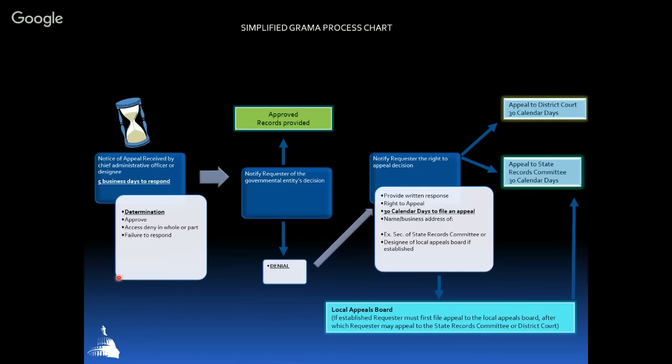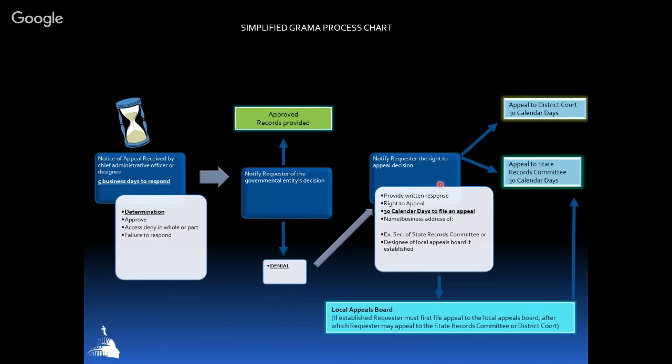So here's another flow chart that deals with the Chief Administrative Officer's responsibilities. The Chief Administrative Officer or designee has 5 business days to respond once receiving the appeal, and they determine by approval, access, deny whole or part, or they may not respond at all, which affirms a denial. They notify the requester of the governmental entity decision, which if they approve, then you're done, provide the records. A denial, they go on to the next step. And they would notify the requester of the right to appeal.